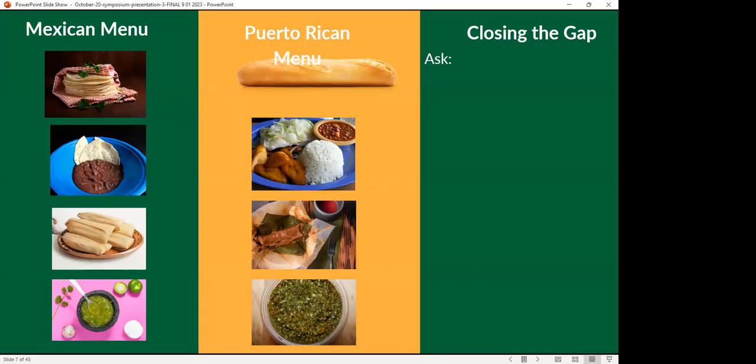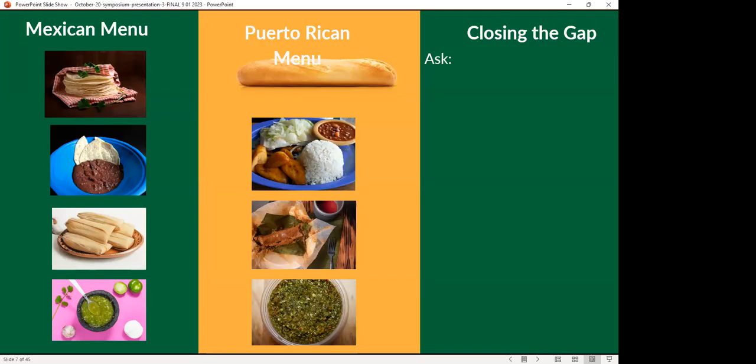So how do we close the gap? And that is how I am going to structure this presentation today. We're going to look at the health disparities, and we are going to also look at what those health disparities may cause and how we can close the gap.